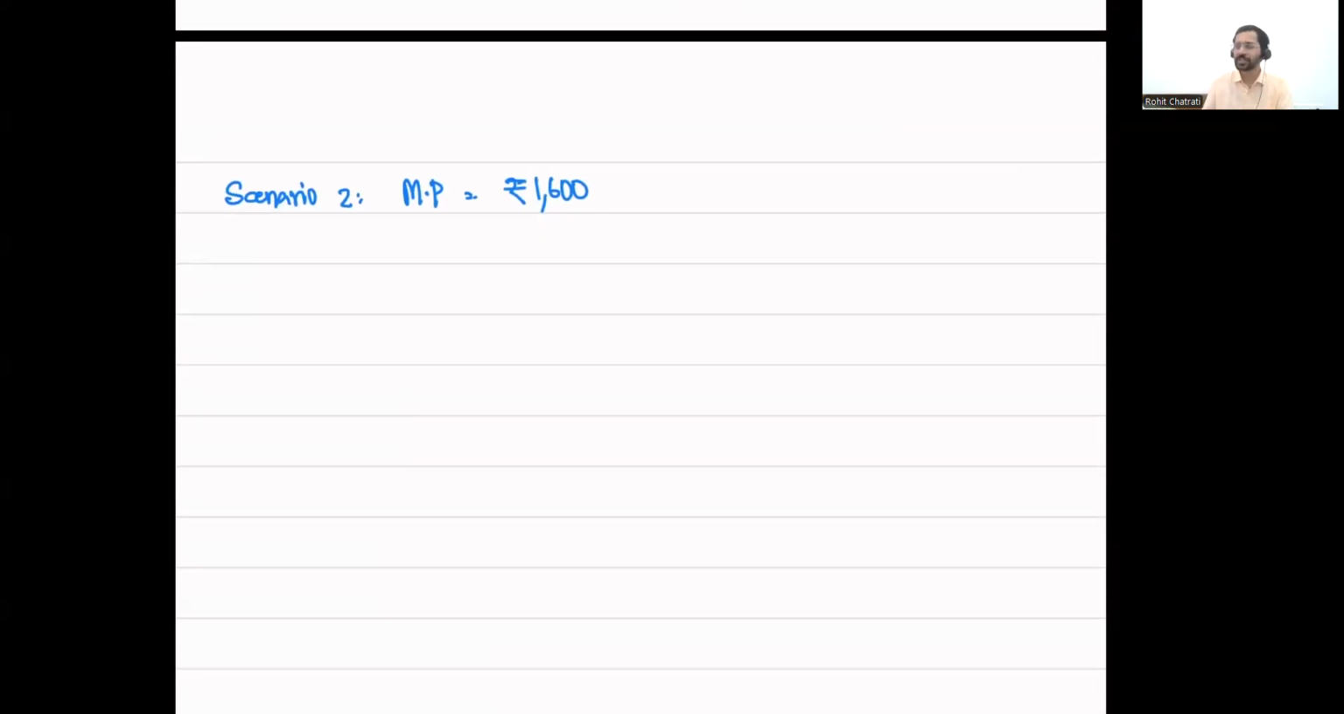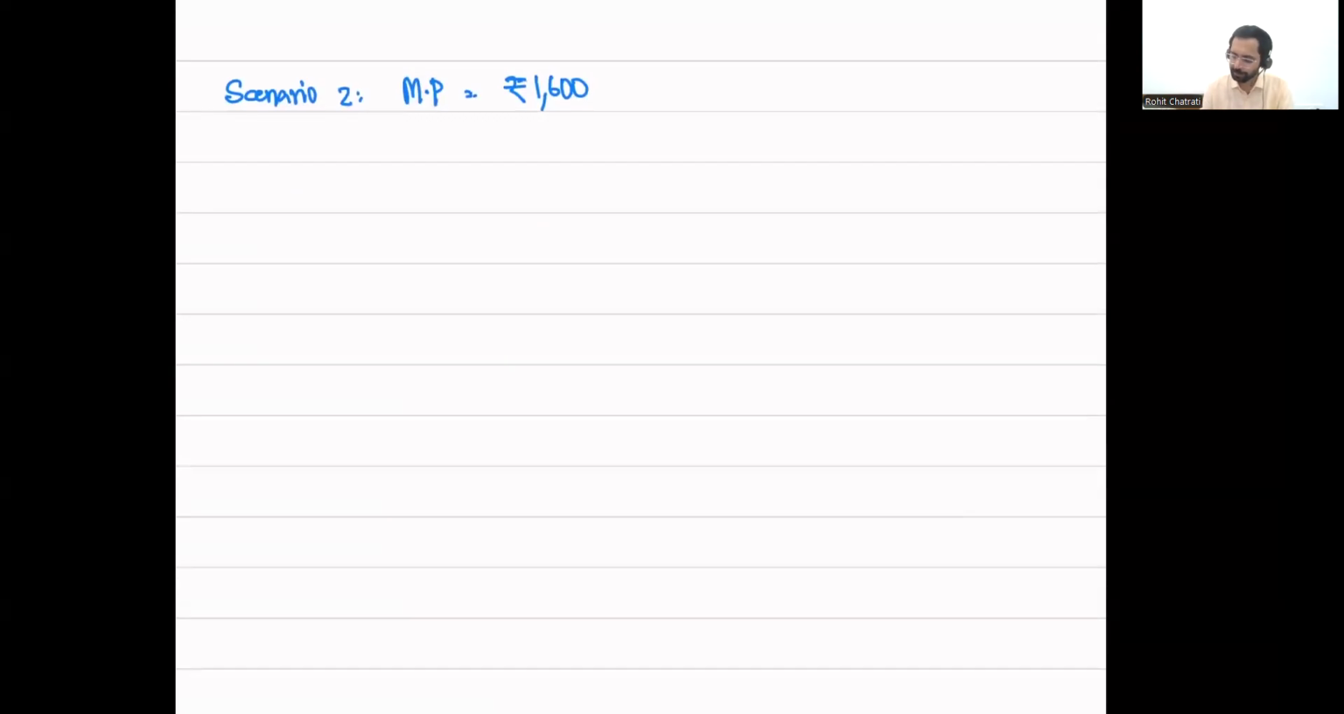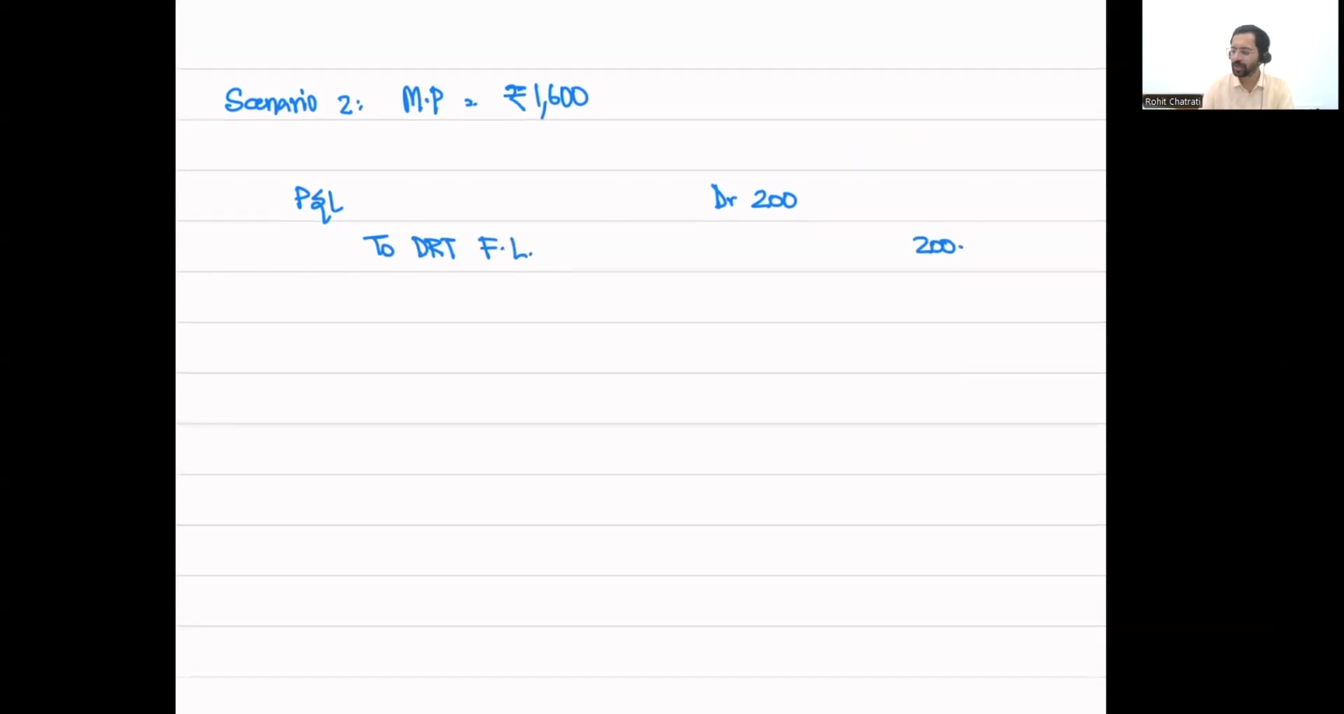I will record a financial liability in the books of accounts by passing a journal entry which would be P&L debit of 200 and I credit derivative financial liability of 200. All right, how did I calculate the 200? The 200 is basically the difference between the forward price and the current market price. In case the forward price is greater than the current market price, it is actually a loss. If the forward price is less than the current market price, it's actually a gain. So I record a derivative financial liability.